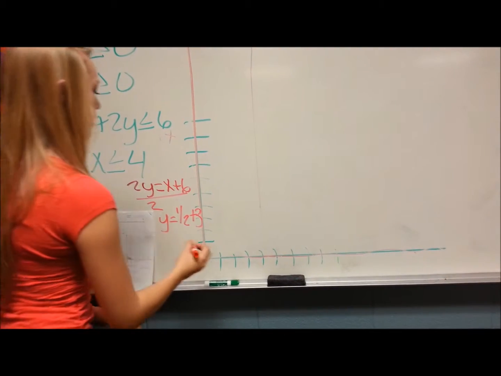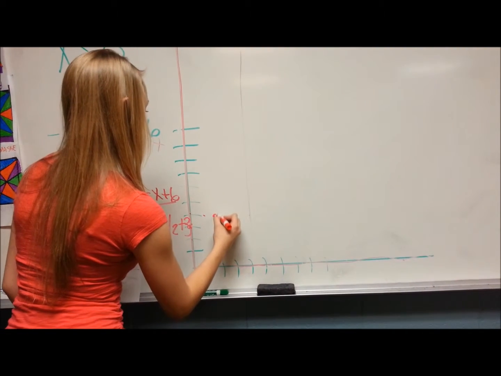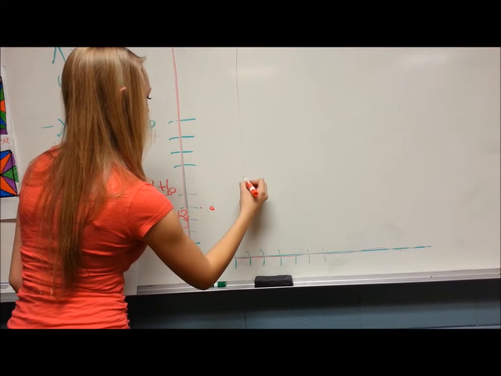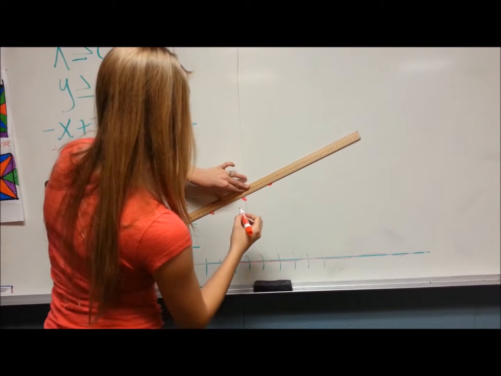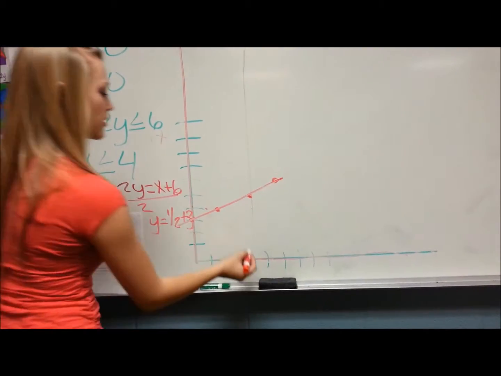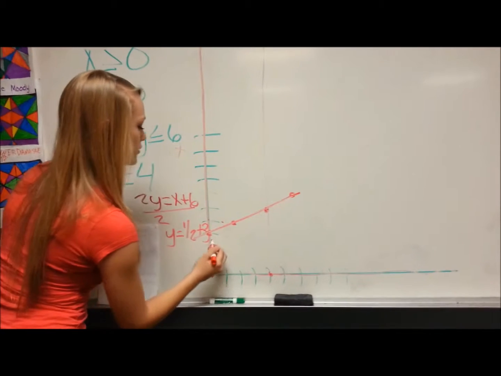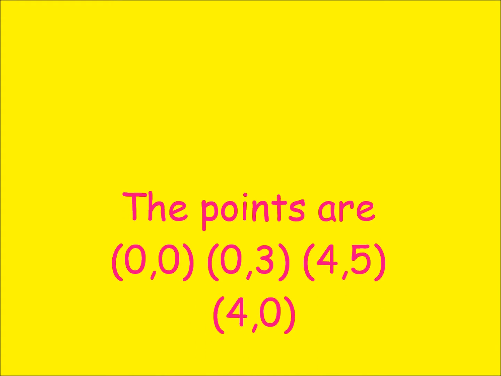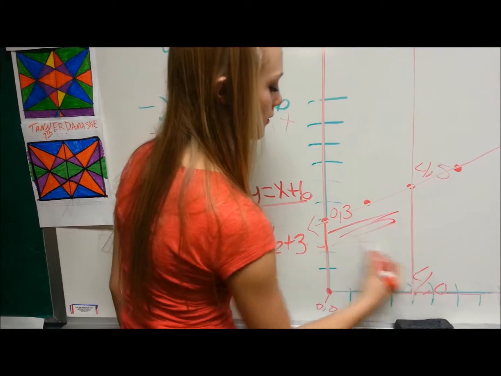So you plot that. You go up 3, 1, 2, 3. Go up 1 over 2. Up 1 over 2. These will be your 4 points. You shade in this area. Then you just shade the middle.